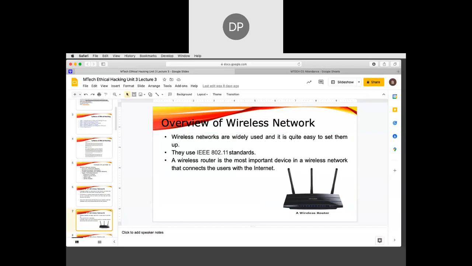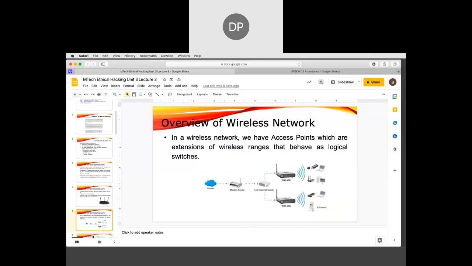A wireless router is the most important device in a wireless network that connects the users with the internet. So when we make our mobile a hotspot, then our mobile also acts as a wireless router. But there are some dedicated wireless routers also.